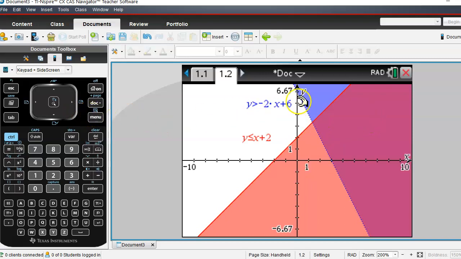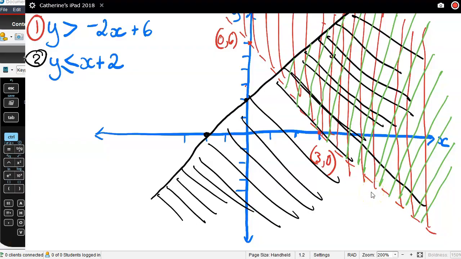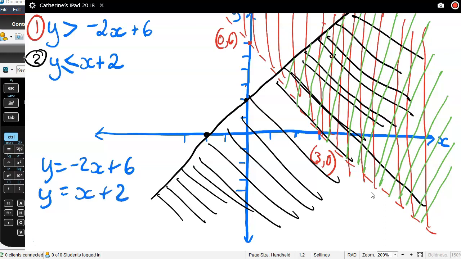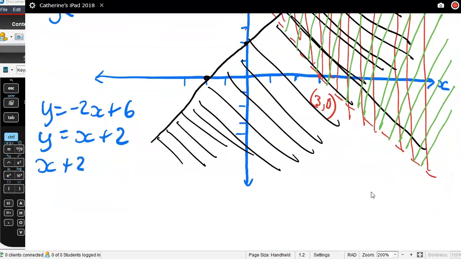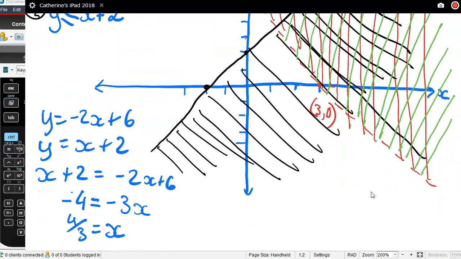So to find the intersection, you could very much set these up as your ordinary y equals -2x plus 6, y equals x plus 2. Find where they equal each other. So x plus 2 equals -2x plus 6. Let's take 6 from either side and take x from either side. So that will be positive 4 and 3x. I'll sub that into 2.